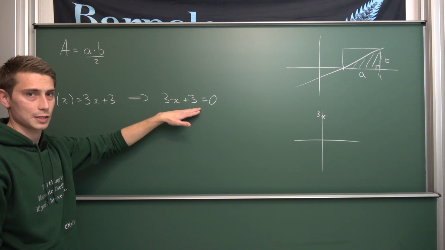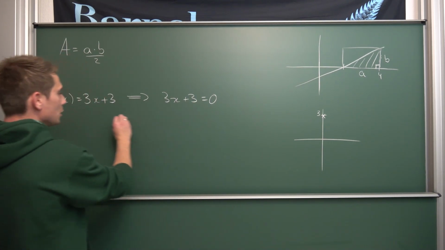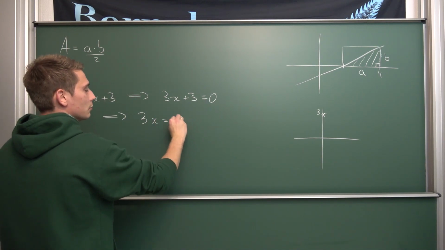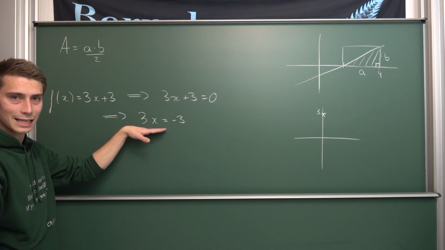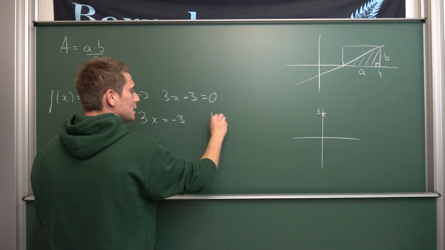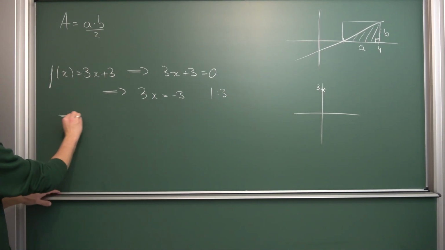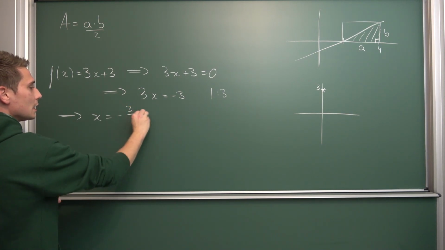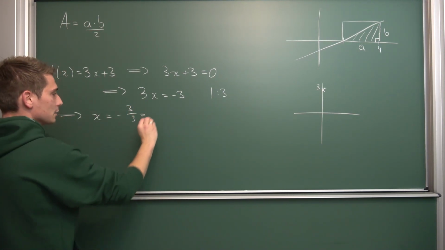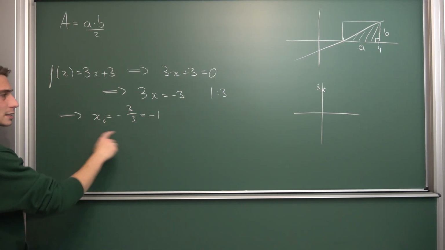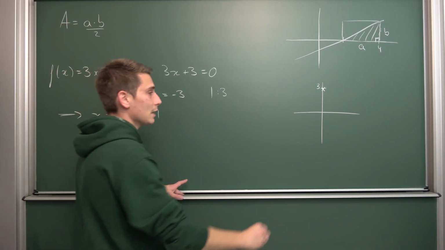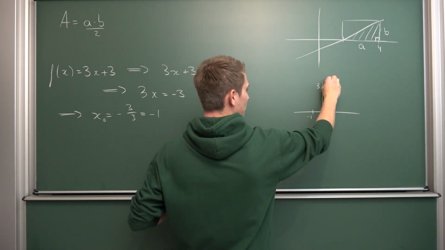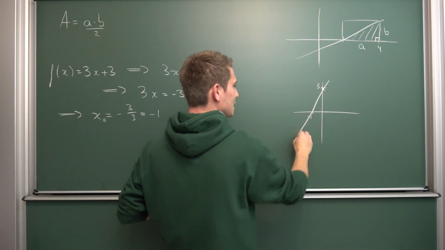So how can we solve this equation? At first we subtract 3 on both sides. Thus we have 3x being equal to -3. Now all we have to do to isolate x is to divide by 3 on both sides, leaving us with x being equal to -3/3, but -3/3 is nothing but -1. This right here is the zero of our function, -1, meaning our graph passes through the x-axis at -1, and our graph looks something like this.